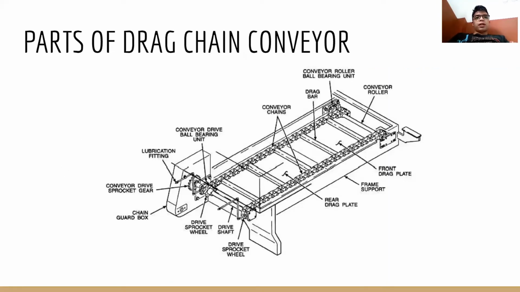So here are the parts of drag chain conveyors: the conveyor roller ball bearing unit, the conveyor roller, drag bar, front drag plate, conveyor chain, frame support, conveyor drive ball bearing unit, rear drag plate, lubrication fitting, conveyor drive sprocket gears, drive shaft, the drive sprocket wheel, the conveyor drive sprocket gear, and chain guard box.